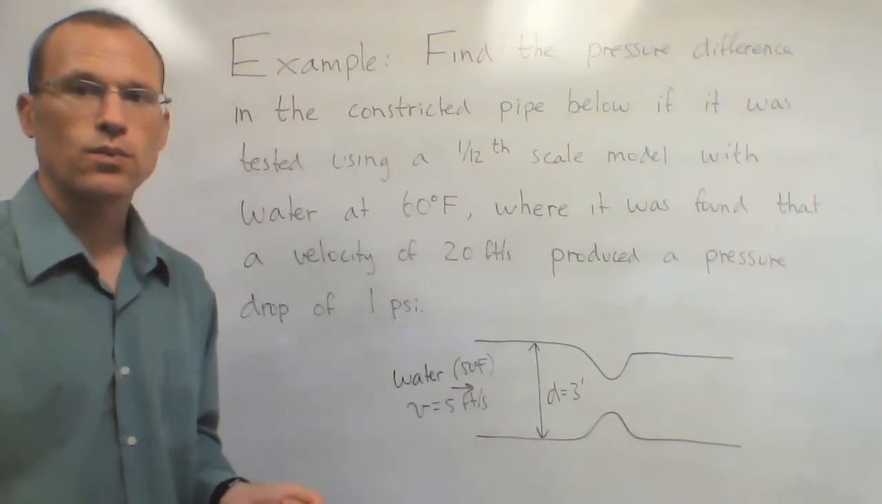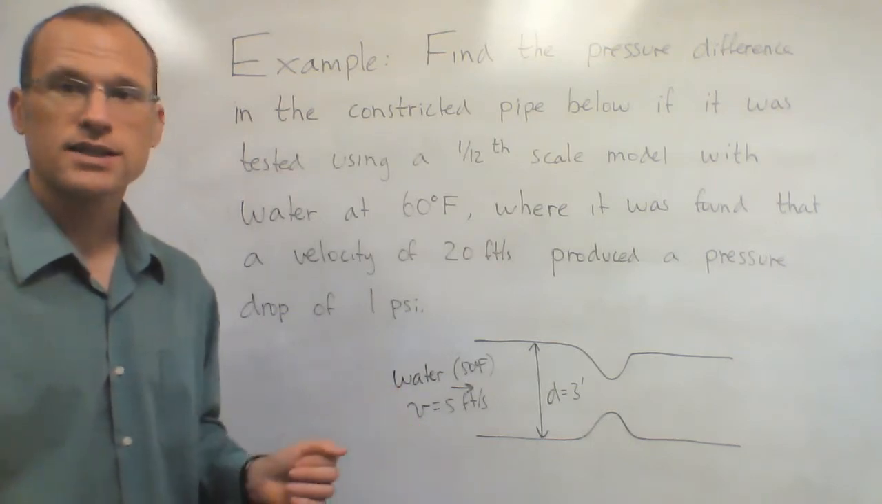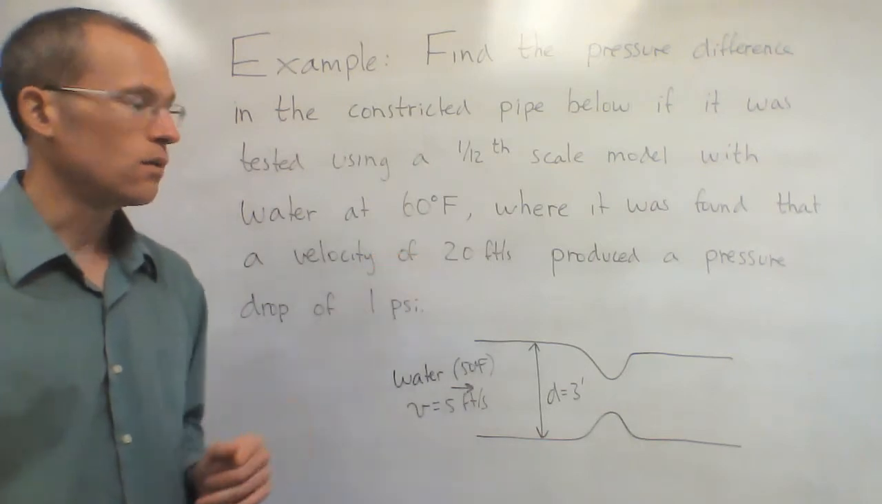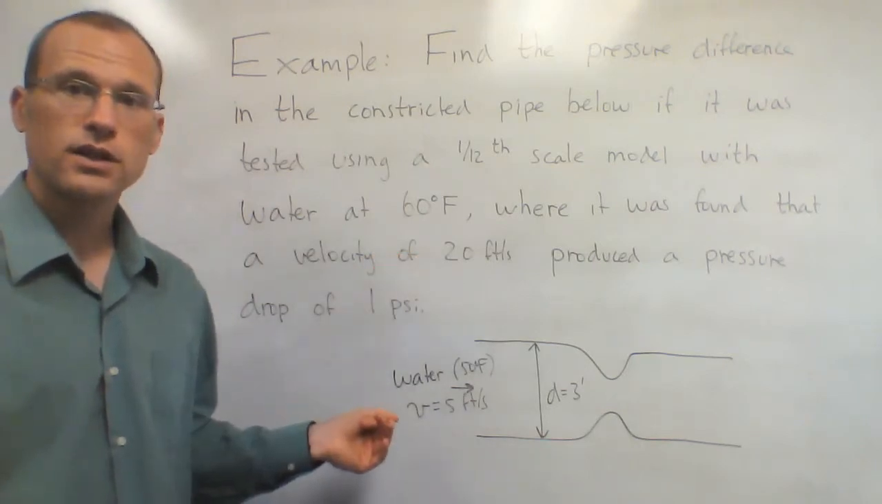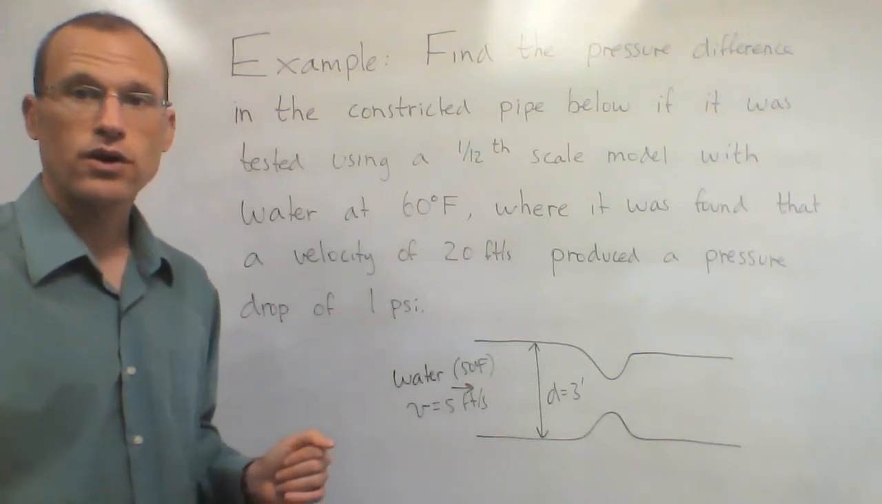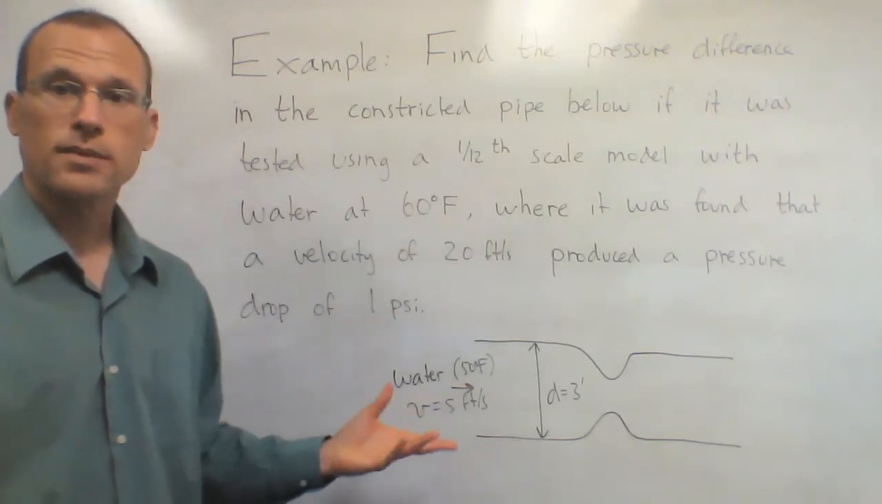I'm going to use water slightly warmer, at 60 degrees Fahrenheit. And when I did that with 20 feet per second as the fluid velocity, I found a pressure drop of 1 psi during the test. And so I want to know in real life what kind of pressure drop that corresponds to.